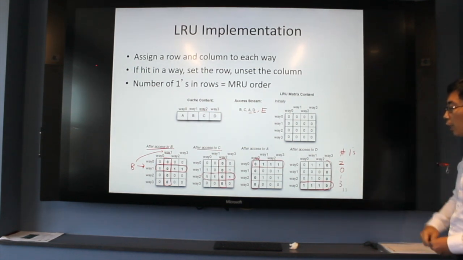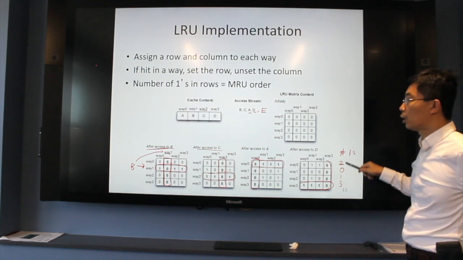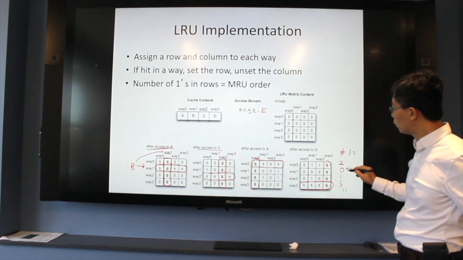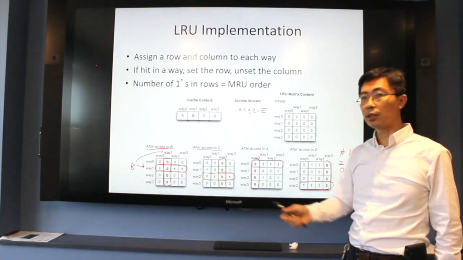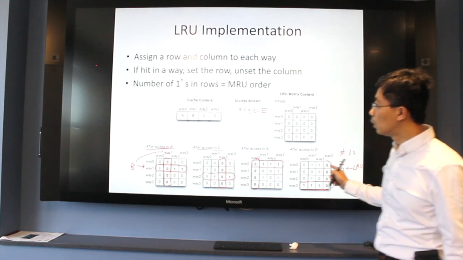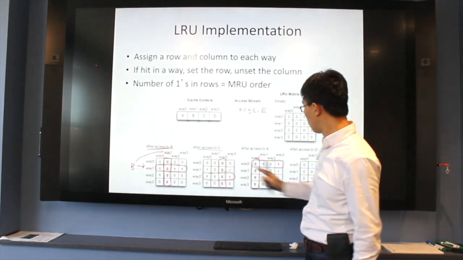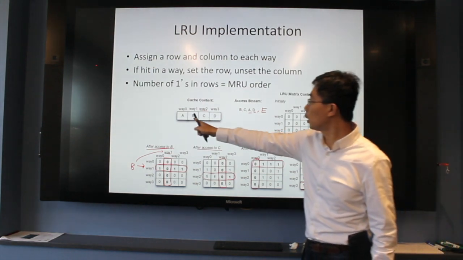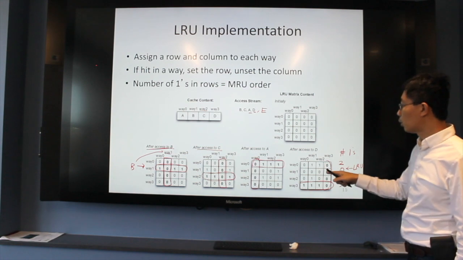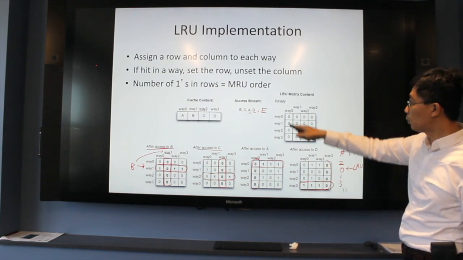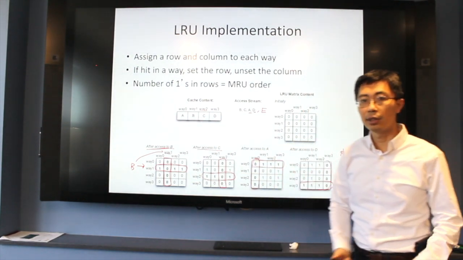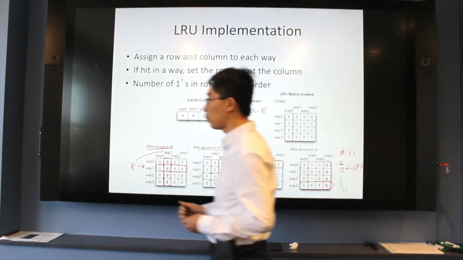Okay, so this actually tells the order in which things were accessed. So the one with the fewest number of ones, that's essentially the LRU block, right? So block B, which is residing in way 1, is the one that was least recently used. Okay, so then to make room for E, essentially we evict B from the cache. So that's how LRU is implemented.